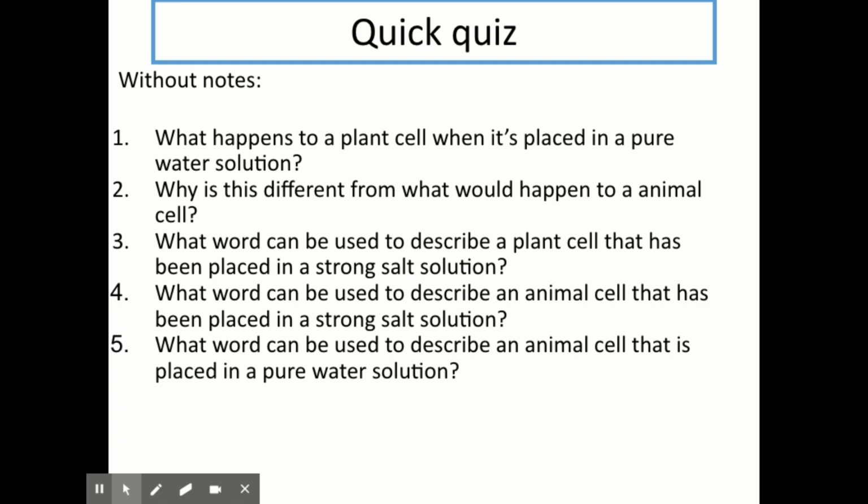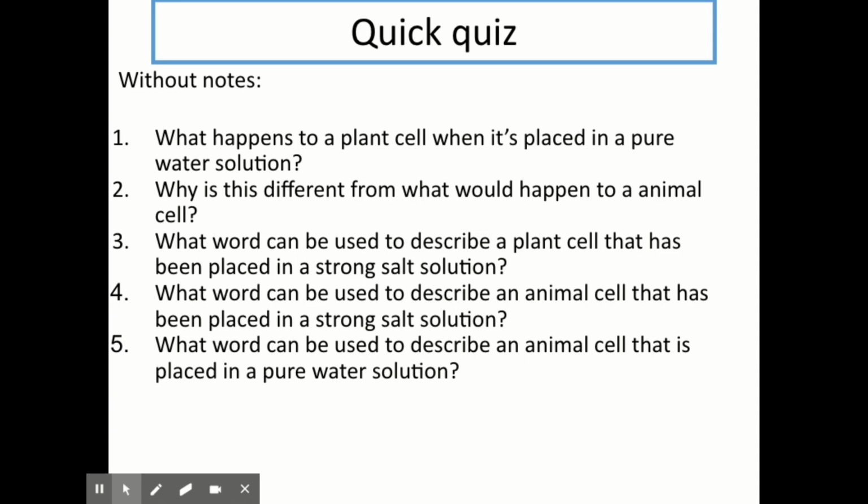What word can be used to describe a plant cell that's been placed in a strong salt solution? Plasmolysed. What word can be used to describe an animal cell that has been placed in a strong salt solution? Just say it shrinks. And what word can be used to describe an animal cell that's placed in a pure water solution? It will burst.